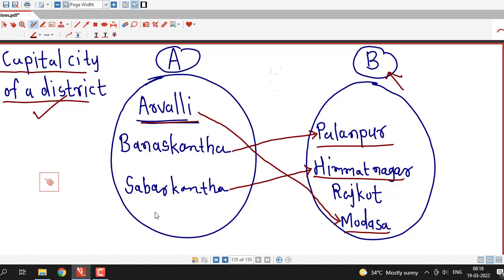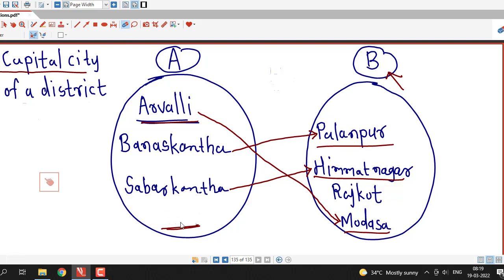Now suppose I have Surat here, then there is no element which we can assign from set B. So that will not define a function from set A to B if we consider this Surat district in set A, because there is no element from set B which we can assign to this Surat district. So if I enter this element Surat, then I will not get a function from A to B, or this relation will not define a function from A to B. So I am removing this.